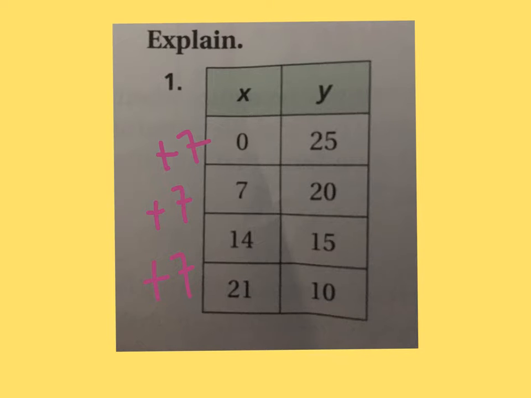Now let's check our y's. From 25 to 20, we subtract 5. From 20 to 15, we subtract 5. From 15 to 10, we subtract 5. So as far as I can tell, we're constant on the x's and we're constant on the y's. So I would say that yes, this is linear.